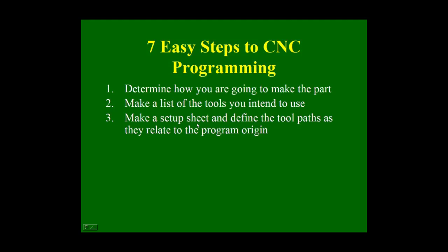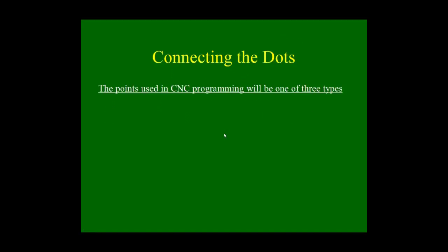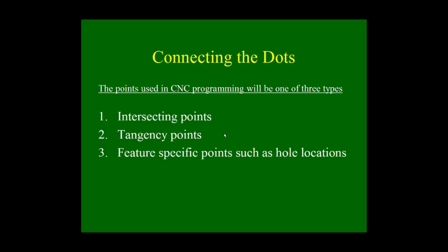So, after you have determined how the part is to be machined, which tools are to be used, and how you're going to locate the part on the machine, the next step is to define the part in a language that the machine understands, and that is basically numbers, hence the name numerical control or computer numerical control. All of the programming points on a part will be one of the following. They'll either be intersecting points, tangency points, or specific points such as hole locations. For those of you that might need a review of these subjects, let's discuss them real quickly.